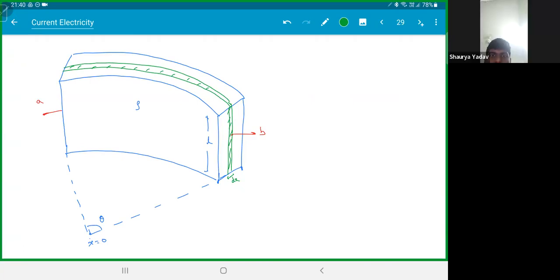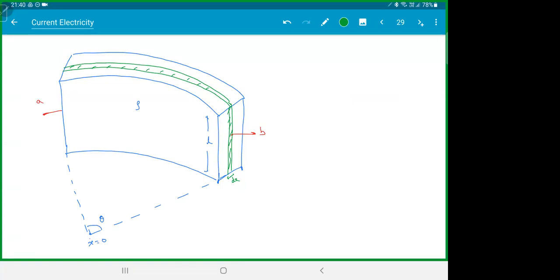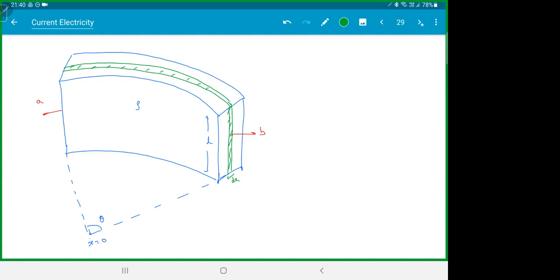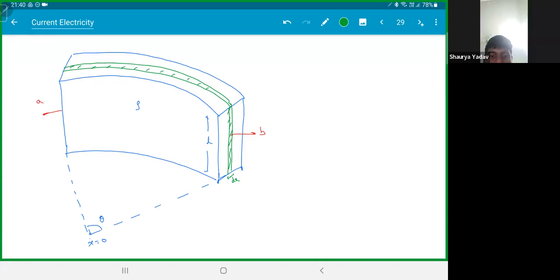Sir, R equivalent is a linear quantity. What does that mean? R equivalent is resistance. What do you mean by linear quantity? Can we apply a unitary method? No, you can't. Who told you? It's not a linear function. Okay.